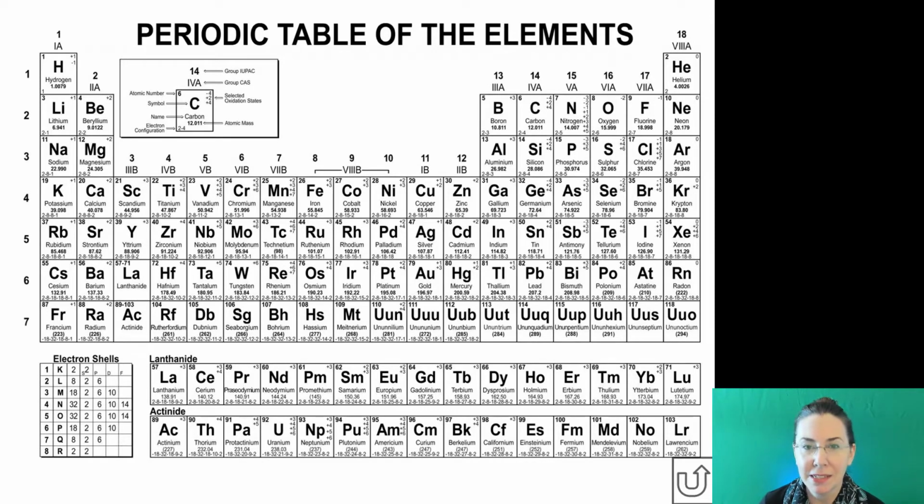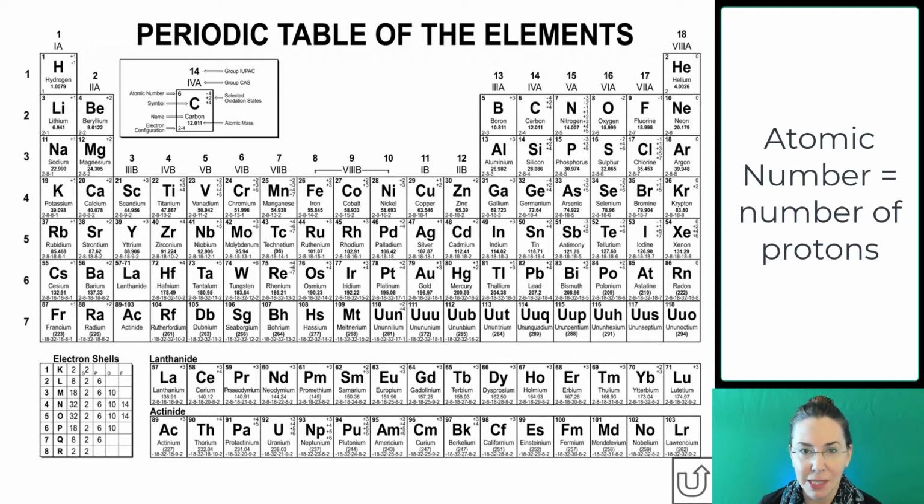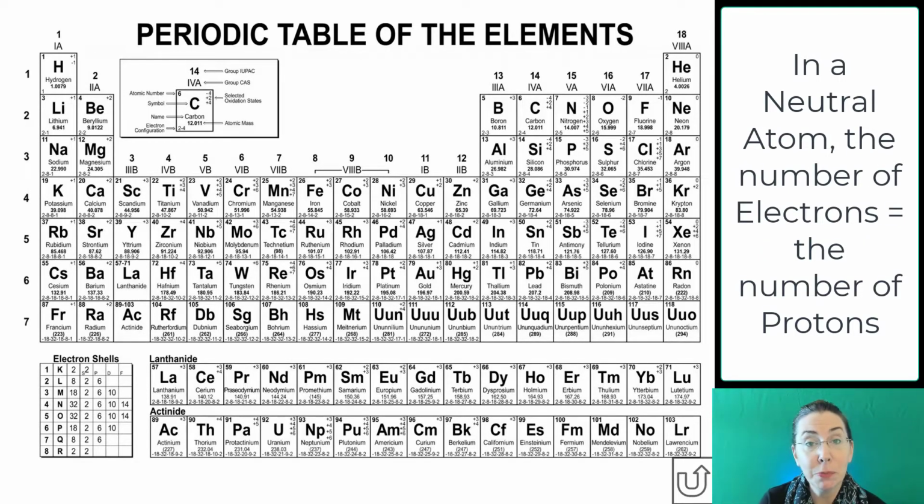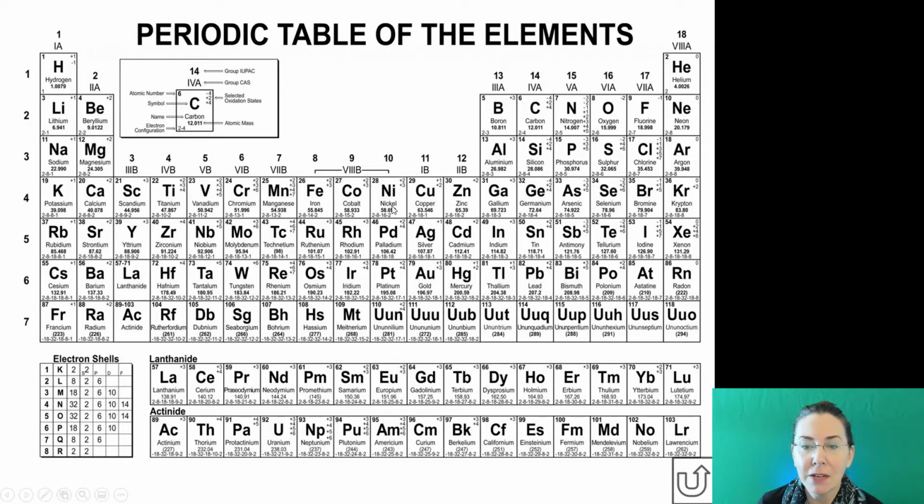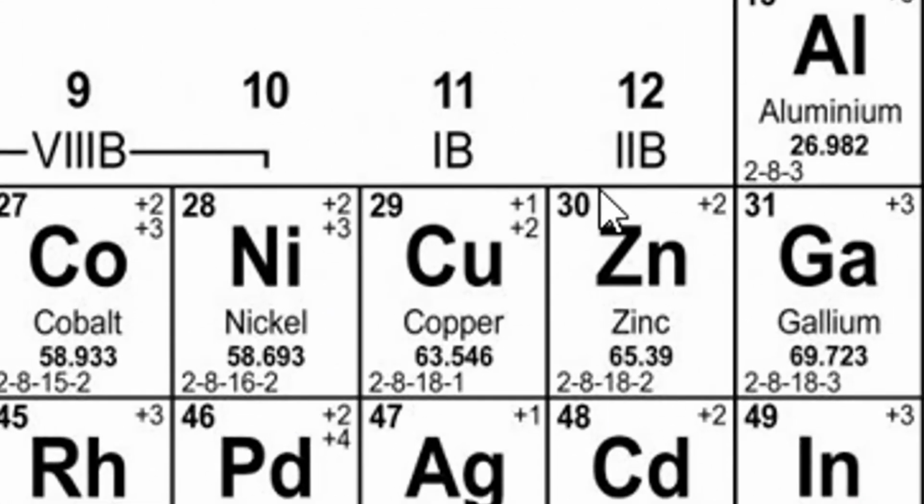When we look at the periodic table of the elements, one thing we always want to remember, and this is a little bit of review, is that the atomic number is always equal to the number of protons for an individual element. And in a neutral atom, the number of electrons will be the same as the number of protons because those positive charges and negative charges need to balance out. So for example, if we were to take a look at copper, element 29, that means that it would have 29 protons and it would also have 29 electrons.